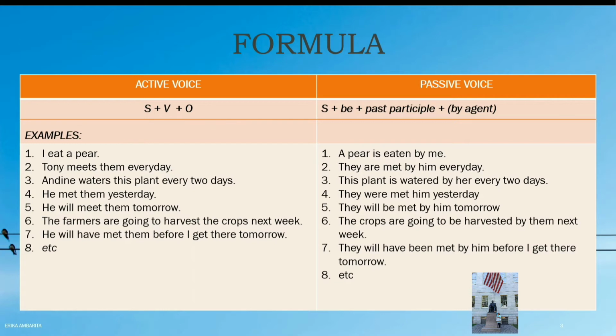Number 6. The farmers are going to harvest the crops next week. The crops are going to have to be harvested by them next week. Once again, the crops are going to be harvested by them next week.